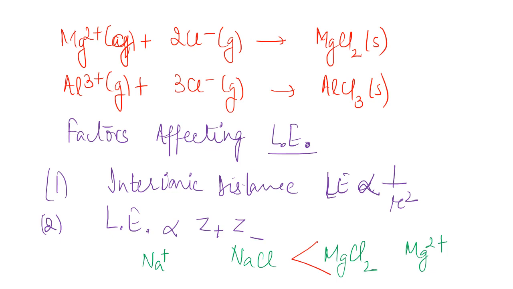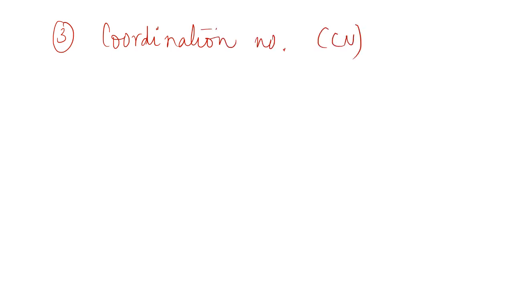दूसरी चीज अब हम समझ सकते हैं. The third factor is coordination number, CN in short. So the lattice energy is directly proportional to the coordination number. Coordination number of cation is the number of anions surrounding the cations. Coordination number of anion is the number of cations surrounding the anion.